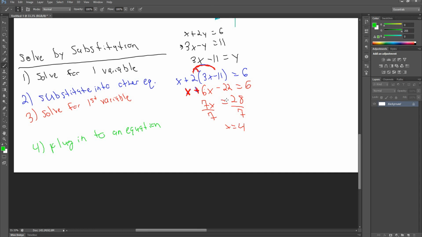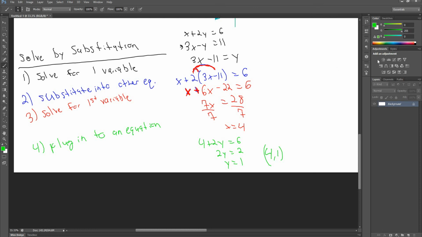So in this case, I'm going to say x is equal to 4 in x plus 2y. So I'm going to get 4 plus 2y is equal to 6. Subtract 4 from both sides, you get 2y is equal to 2. So y is equal to 1. So we now have a solution, supposedly, which is x is 4, y is 1, so (4, 1).